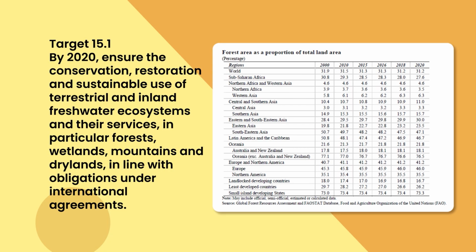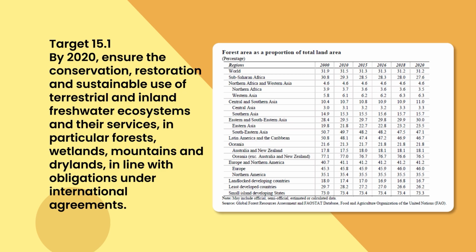If you look into the global progress on forest area as a proportion of total land area, looking at the ground-level situation in this table from the Sustainable Development Goals Report 2024, you will find that globally we are not progressing well, because in 2000 we had 31.9%, but in 2020 it is 31.2%. It is decreasing globally.